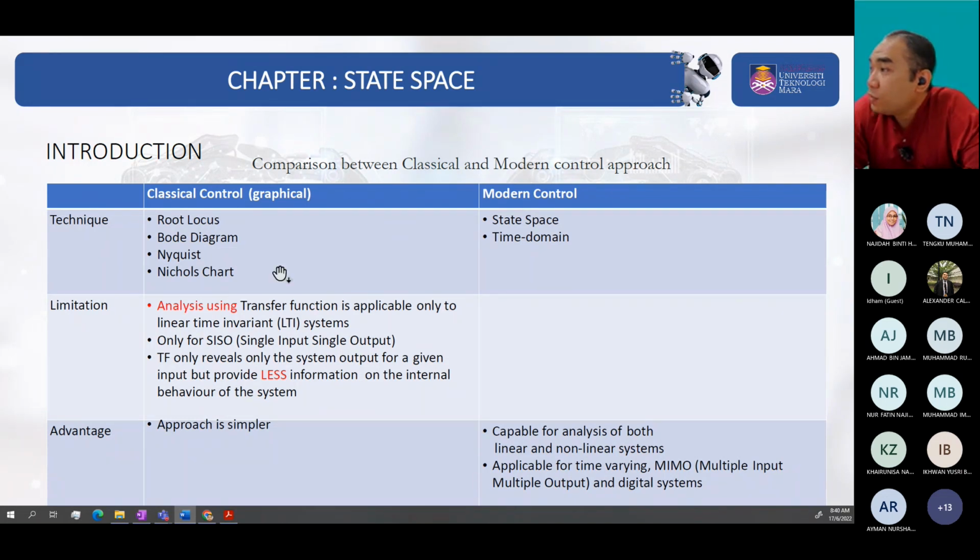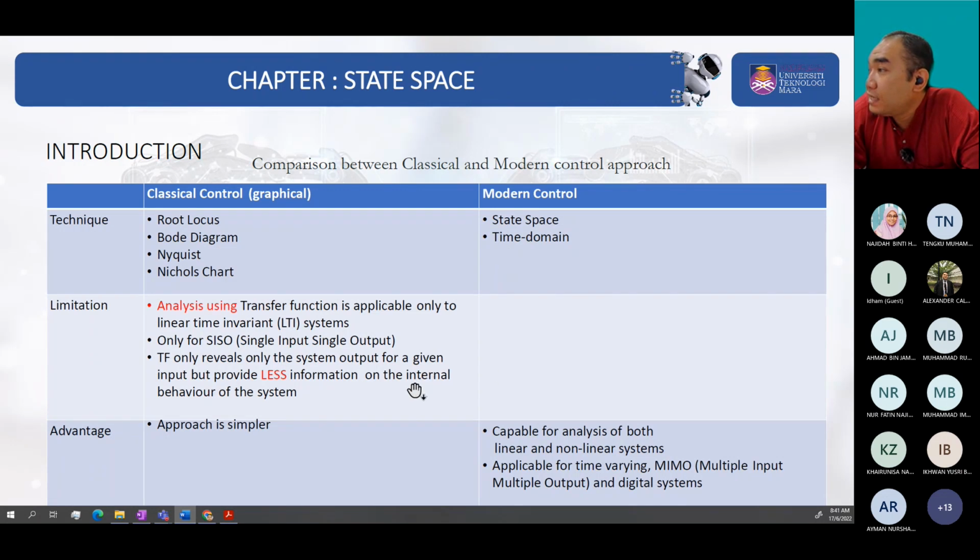Right. Another approach of designing a controller, we call it modern control. Okay. In classical control we use the transfer function technique. In modern control we use another representation to model our system. For that we will use either the state space, or the time domain, specifically we will be focusing on the state space.